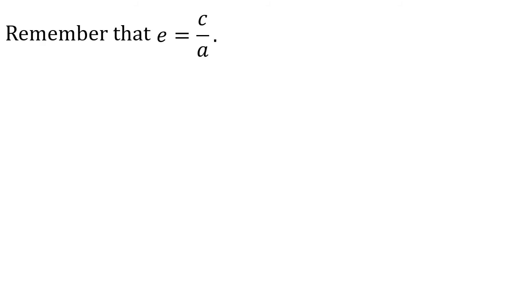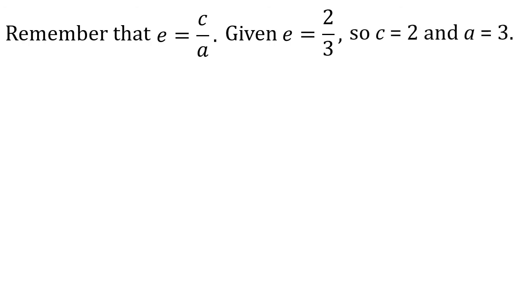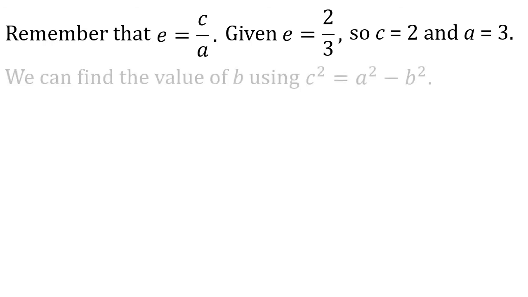Remember that e is equal to c over a, the eccentricity. So given e is equal to 2/3, or the eccentricity is 2 over 3, then we can say that c is equal to 2 and a is equal to 3. So now we can find the value of b using c squared equals a squared minus b squared because we have now the values of a and c.